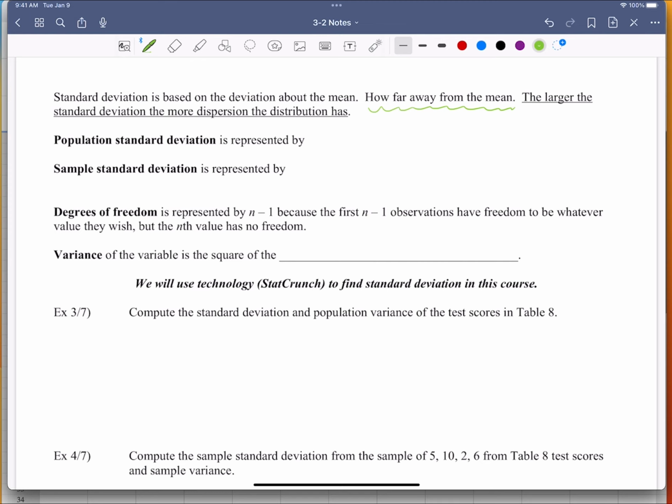The larger the standard deviation, the more dispersion. And what did we talk about? We just talked about dispersion, right? So that's how far away from the mean that we're looking at. How spread out is my data? The higher the standard deviation, the farther away it is from the mean. It's more spread out, more dispersed.